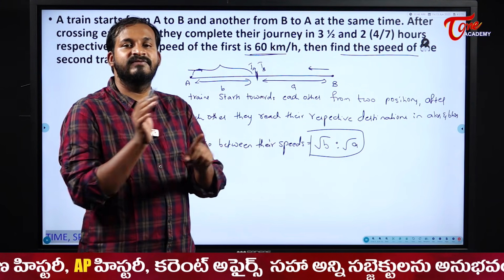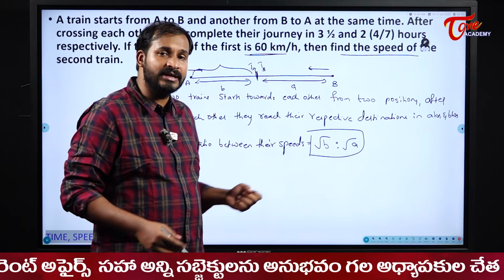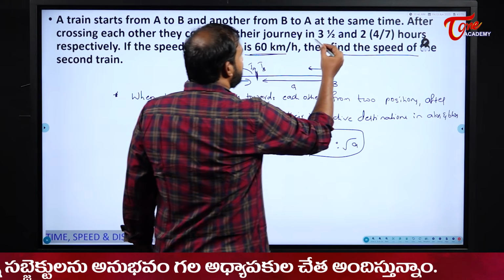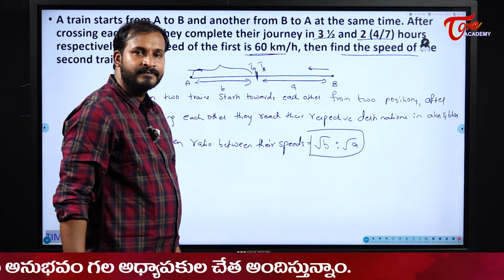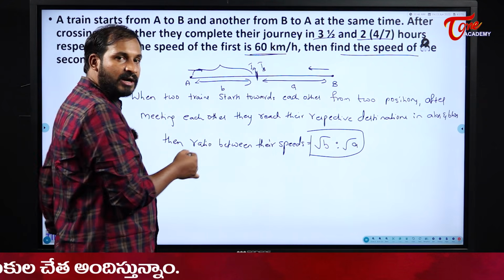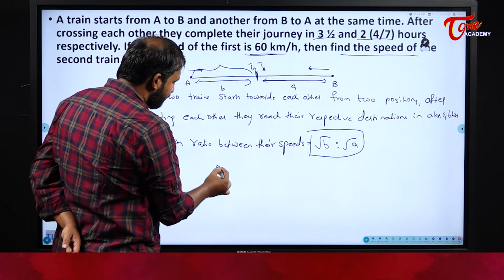After meeting each other, if they reach their respective destinations in A hours and B hours, then the speeds ratio will become root over B is to root over A. Now here similarly, after their meeting, they reach their destinations in what time? 3.5 hours and 4 2/7 hours. So 3.5 hours means what I can write here, students? 3.5 hours means I can write it as 7/2, right?